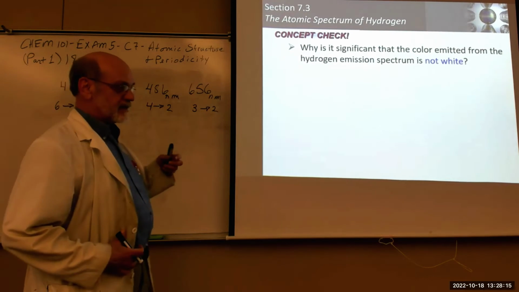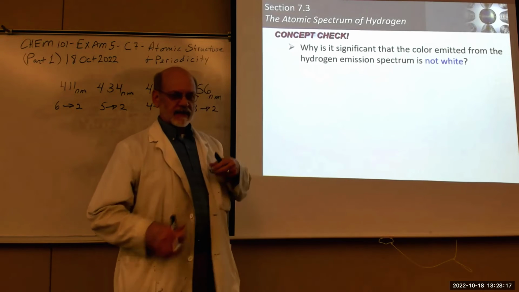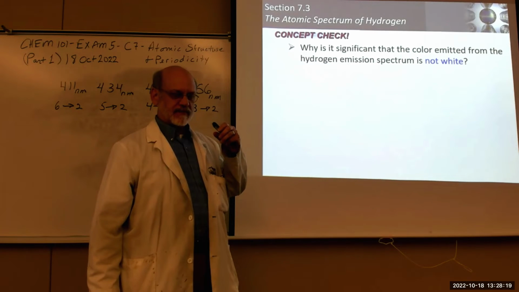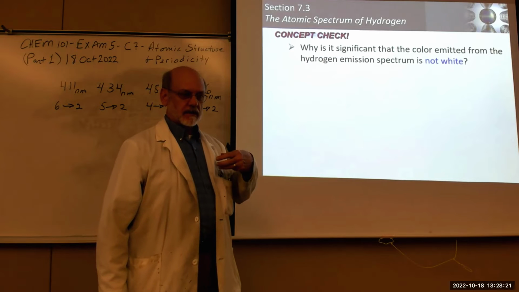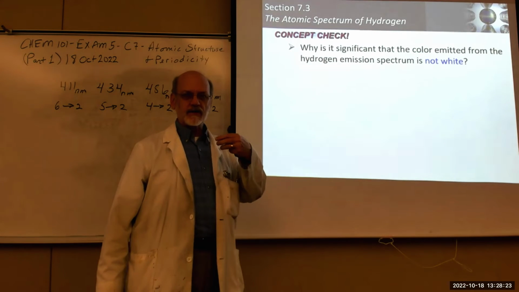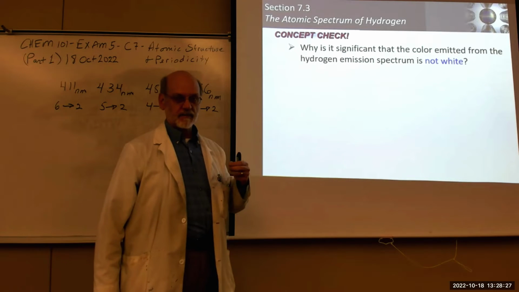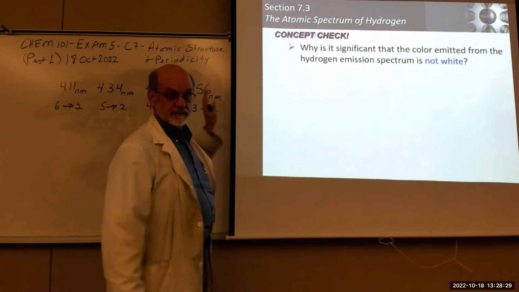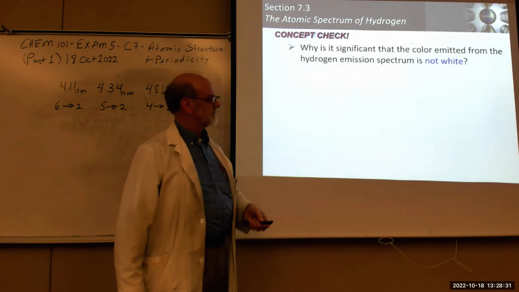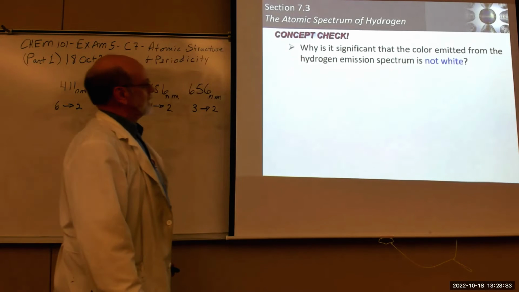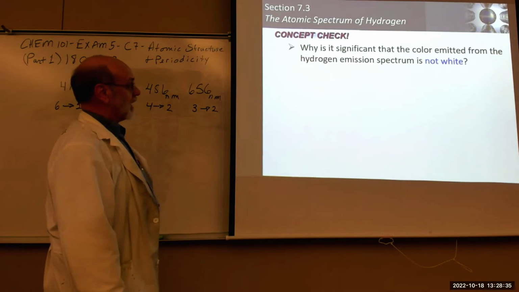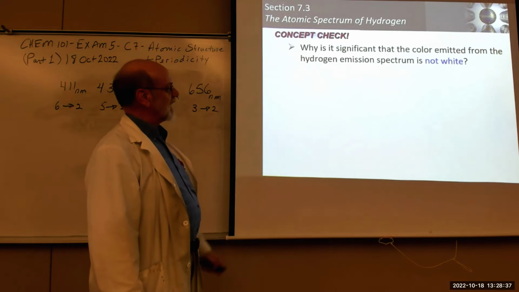And this idea of quantized energy has informed the theories that are used to describe the electronic structure of the atom. This information here is where we got started. Okay, this light is not white for hydrogen. It's a line spectrum.